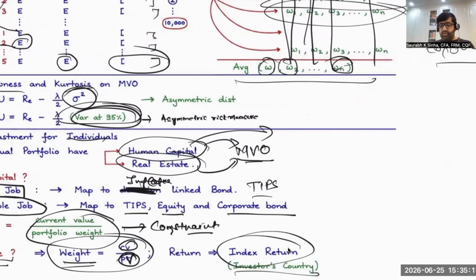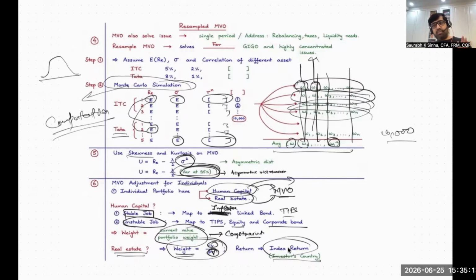Okay. So we talked about mean variance optimization. We talked about Black-Litterman and we talked about resampled mean variance optimization. With that, I'll pause here.